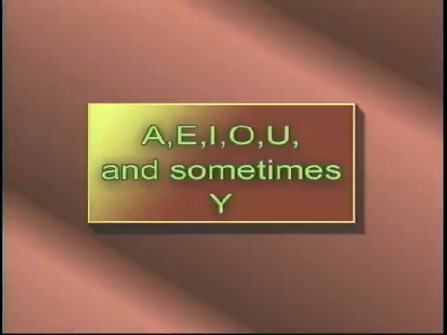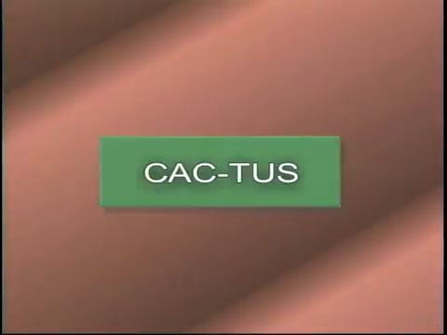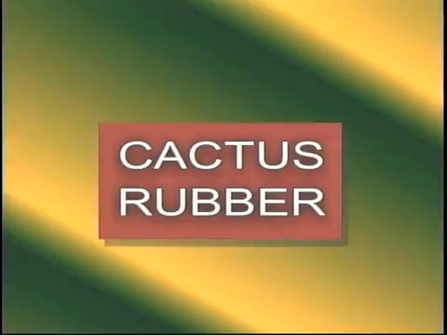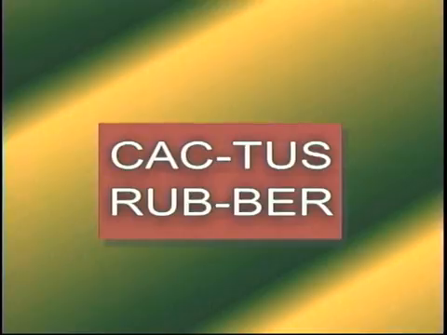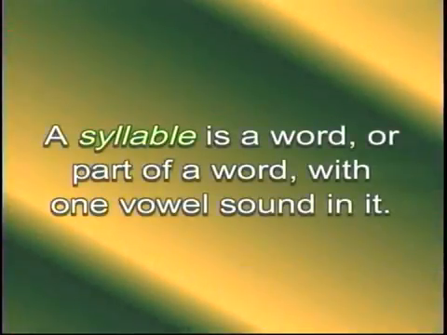They are important because every word must have vowels in it. Words such as egg, jar, nut have just one vowel sound. Other words have more vowel sounds, such as cactus and rubber. Do you hear the two vowel sounds in cactus and rubber? And what else do we see? Right, we see that each of these two words has two parts. Each of these word parts is called a syllable. A syllable is a word or part of a word with one vowel sound.